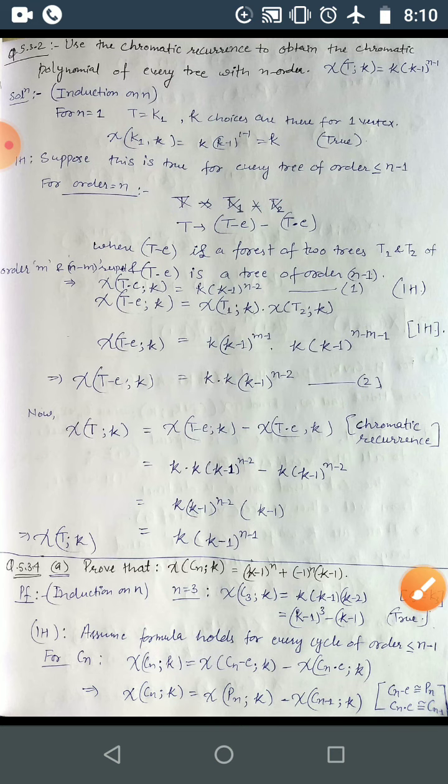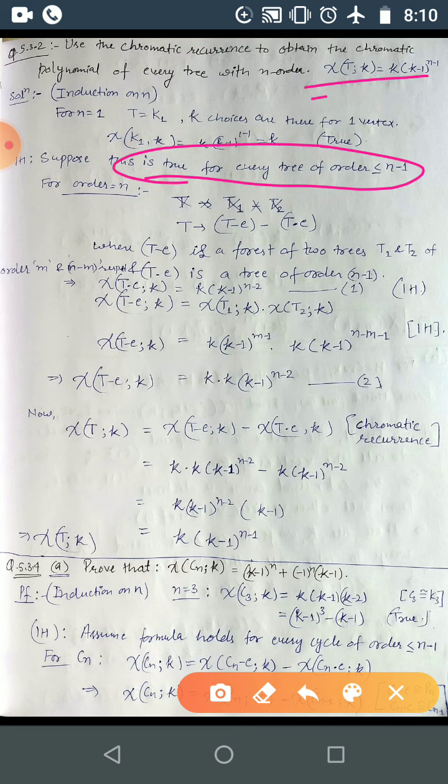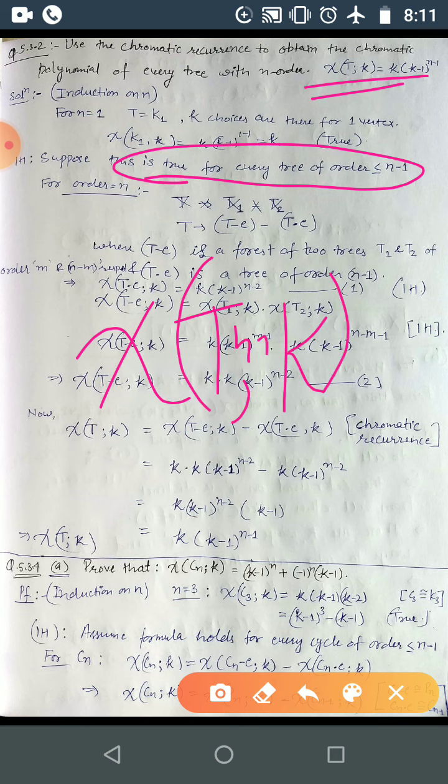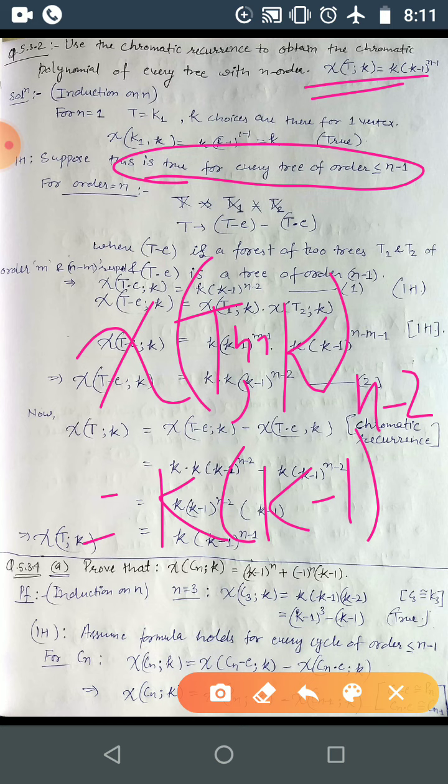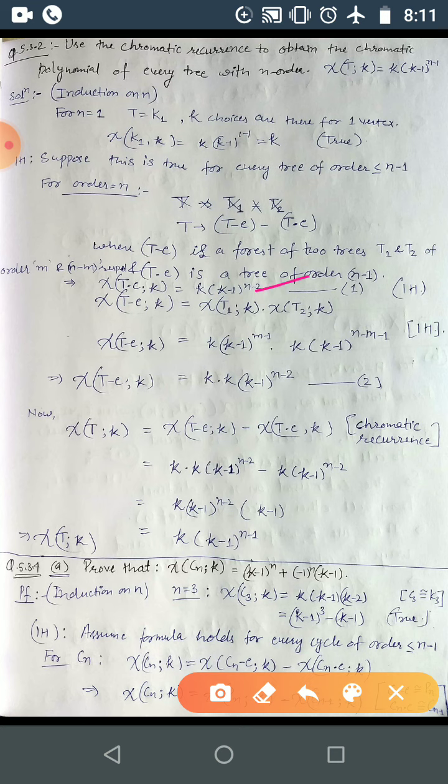For T dot E we can use the induction hypothesis. As T dot E is a tree of order n minus 1, and for a tree of order n minus 1 this hypothesis we have assumed as true, the chromatic polynomial will be k into k minus 1 raised to the power n minus 1 minus 1. So it becomes n minus 2. I have written this as equation number 1, and this is coming from the hypothesis. Correct? So this is done.